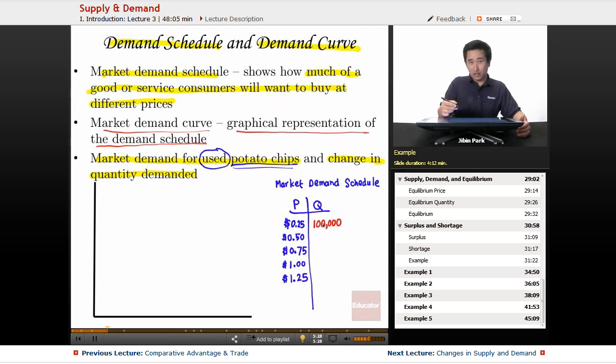And again, as long as you increase the price, there's going to be a decrease in quantity demanded. So let's go ahead and put 80,000 right here when the price increases, and then 60,000 right here, and then 40,000, and then 20,000.